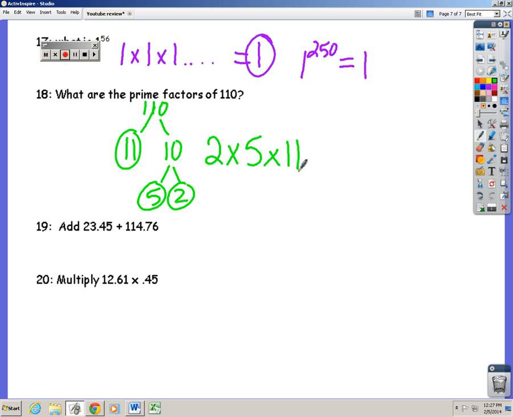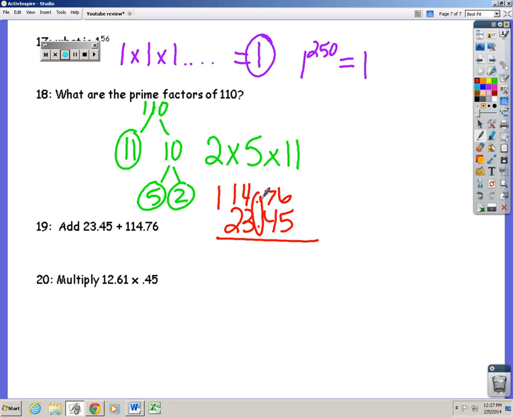Now, number 19, we're going to move on to a little review, adding using decimals. When we're adding, we want to make sure you line up the decimals. So I would have it like this, and I think I'm going to put that 114 above, just so I have the bigger number on top. And then I would add those numbers together, so make sure you are lining up your decimals when you're adding.